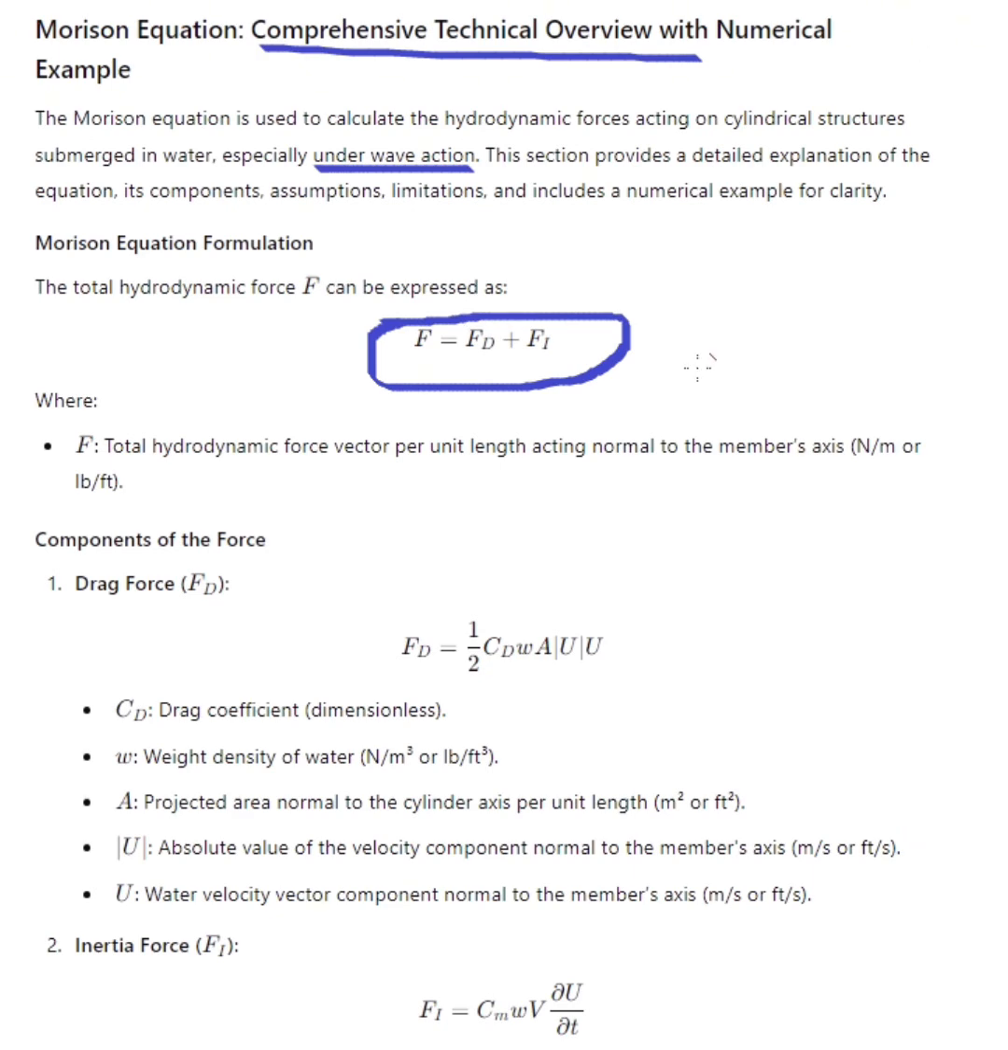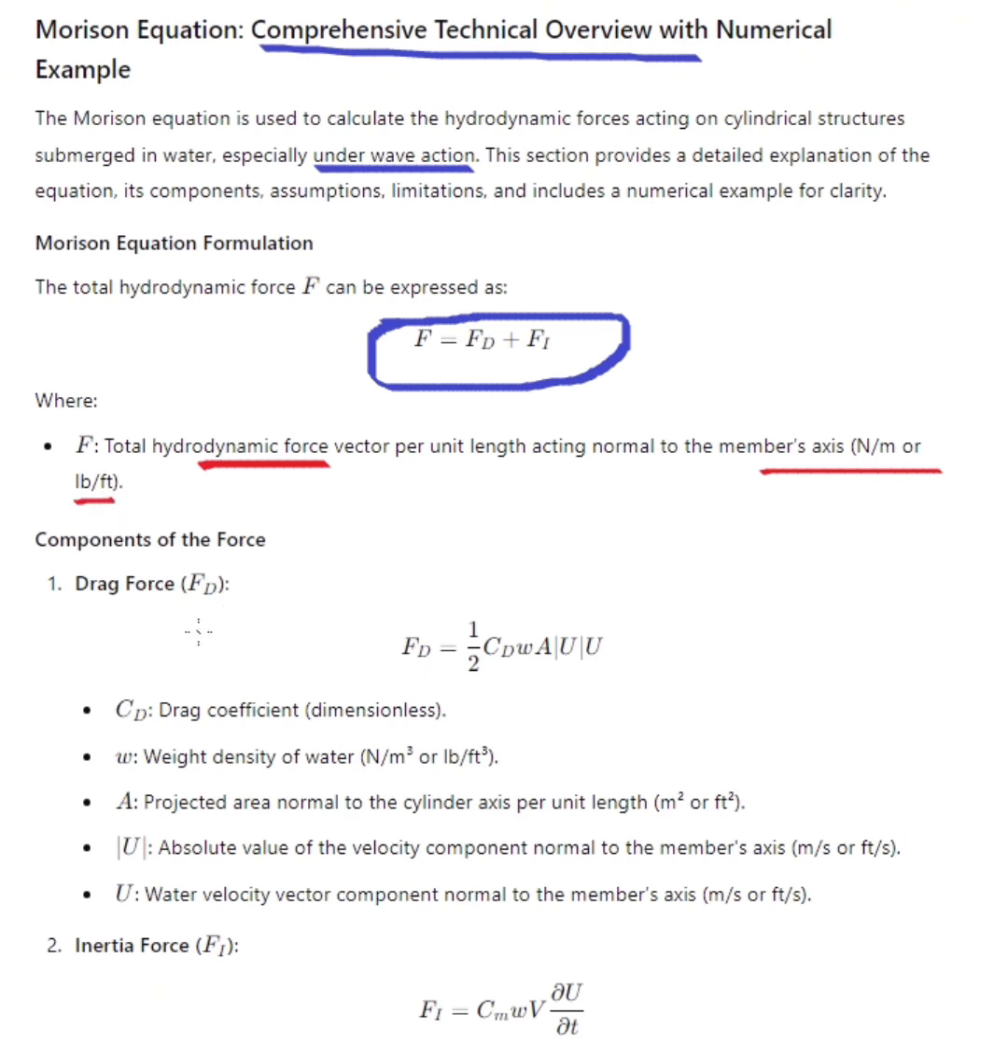You can see the Morison equation is the summation of drag force as well as inertia force. Here F is the total hydrodynamic force vector per unit length acting normal to the member's axis, in Newton per meter or foot-pounds per foot. So here we can see the components of the force.